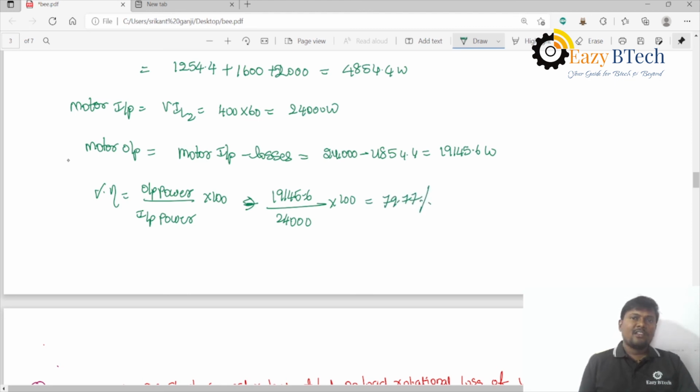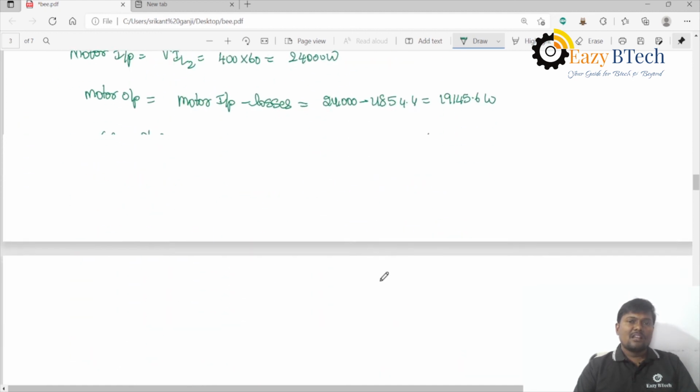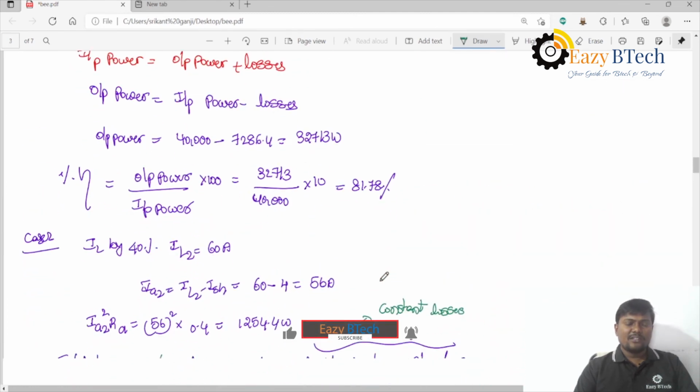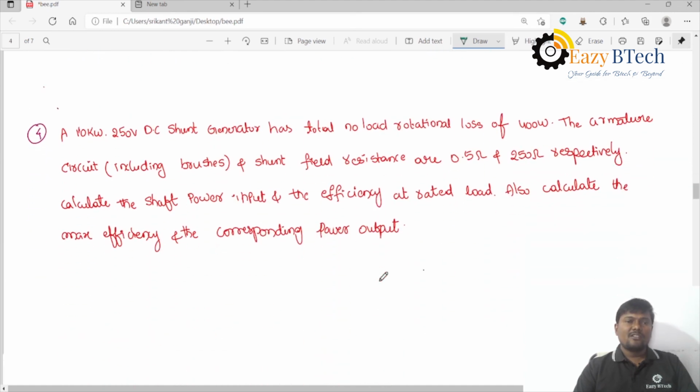So finally I got 79.77 percent. In the overall problem, if you observe, the stray losses are constant and the shunt field copper loss is also constant. Only one loss changes, that is the armature copper loss. Why? Because the load is variable, IA is variable, so IA squared RA is also variable. Previously I got an efficiency of 81.78 percent with full load current. If the line current is reduced by 40%, that means 60 amperes, the efficiency is 79.77 percent.